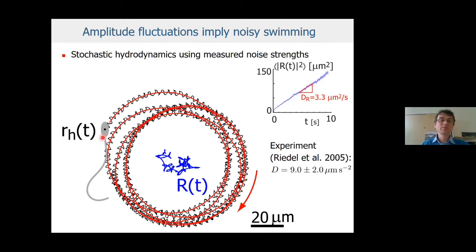And what we show here is a simulated swimming path of a bull sperm cell, where we put in exactly the same flagellar noise in the simulation that we have previously measured in the experiments. And from that, we can estimate an effective diffusion coefficient from these swimming circles of these sperm cells. And the predicted value of 3.3 micrometers squared per second is at least on the same order of magnitude as a previous experimental measurement by Ingmar Riedel-Kruse, which observed 9 micrometers squared per second.